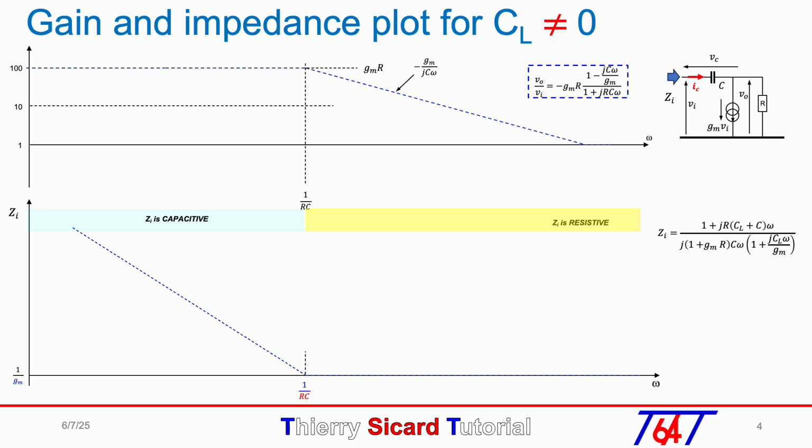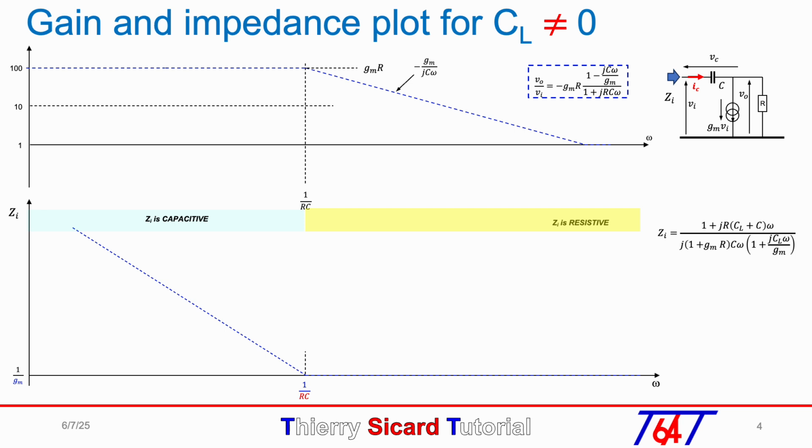After calculating the gain and impedance equations, we will plot them graphically. Before plotting the gain with the load capacitance CL, I want to recall the gain and impedance plot with the capacitor CL equal to 0 in dotted line. I also want to point out that without CL, the impedance is capacitive and resistive at low and high frequencies respectively, as indicated by the light blue and yellow areas.